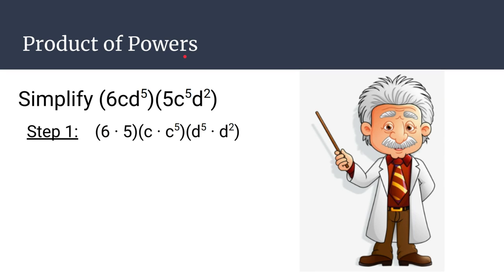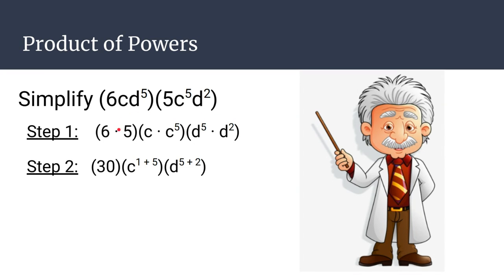Step 1, we're going to multiply 6 and 5. We're going to multiply c times c to the 5th, and we're going to multiply d to the 5th times d to the 2nd. Remember, there's a 1 here that we cannot see. So you're going to be adding 1 and 5, and for your d, you're going to be adding 5 and 2.